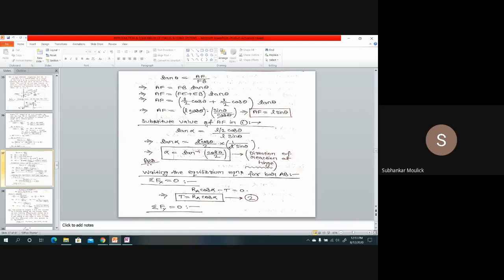Tan theta, how am I writing it? Sin by cos. Cos cancels. So your final AF becomes L sin theta. Is it clear? How did I get AF?